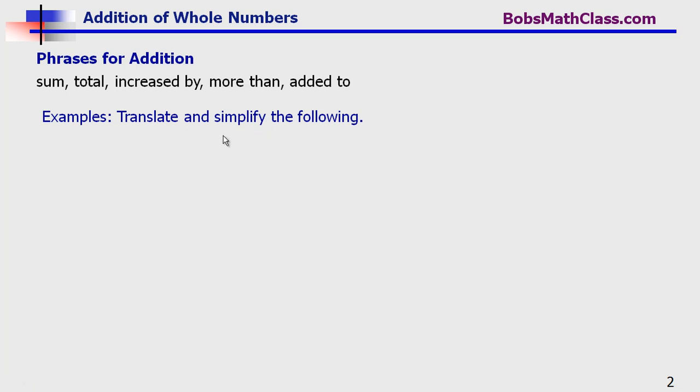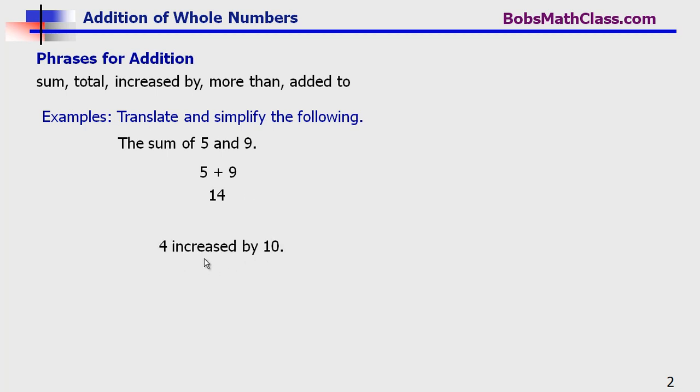Translate and simplify the following. The sum of 5 and 9. The word sum indicates addition. So 5 plus 9. If we were to put 9 plus 5, it's still the same thing. And that simplifies to be 14. 5 plus 9 is 14.